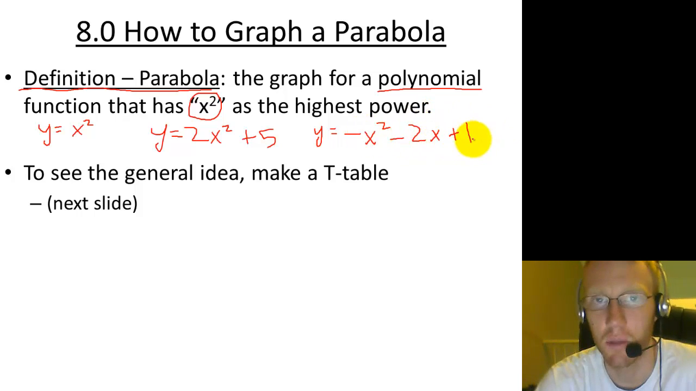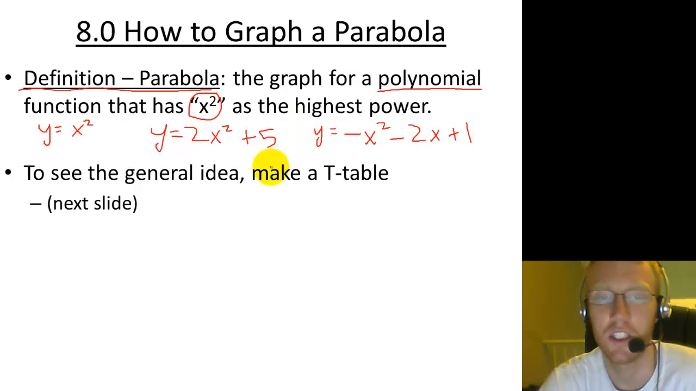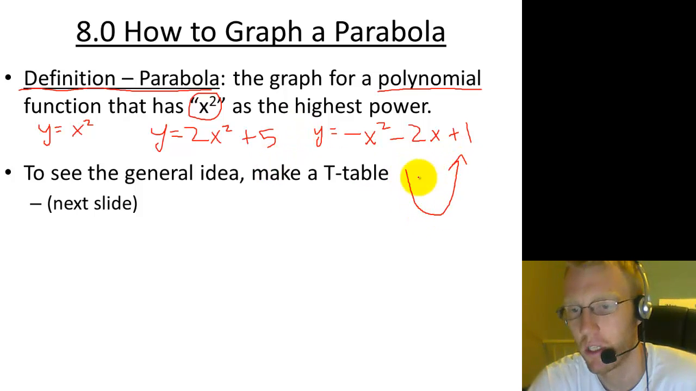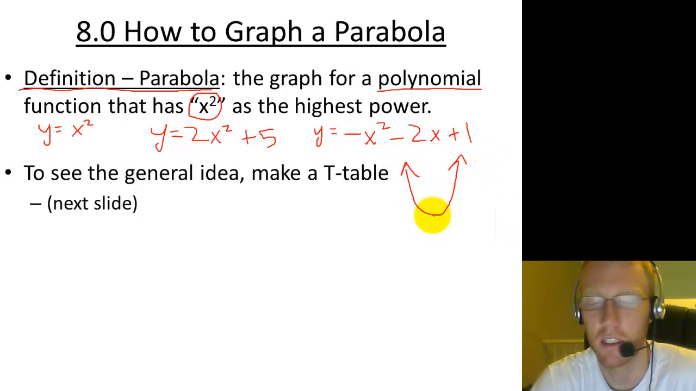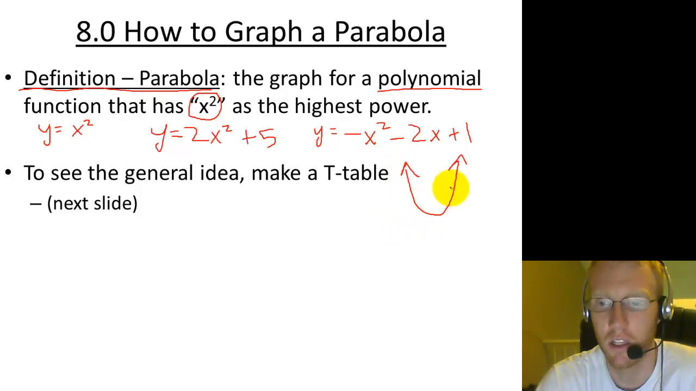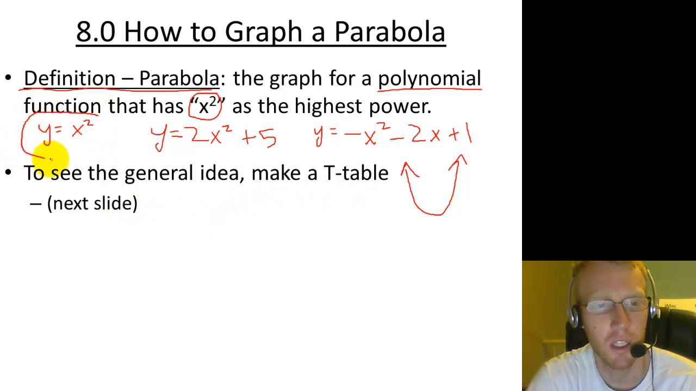As long as it's a polynomial, and as long as it has an x squared as its highest power, then its graph will end up being a parabola-shaped graph. Just to give you a heads up, all parabolas are going to have a shape kind of like that. They might be upside down, but they'll all be kind of curvy like this. So we're going to learn in this section how to graph the shape like this. What exact shape does it have? To see the general idea, we're going to make a t-table, and we're going to focus completely and only on y equals x squared.